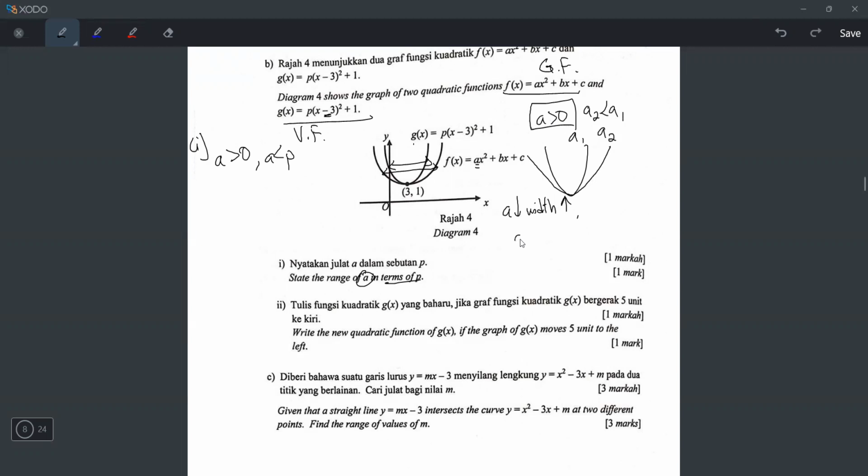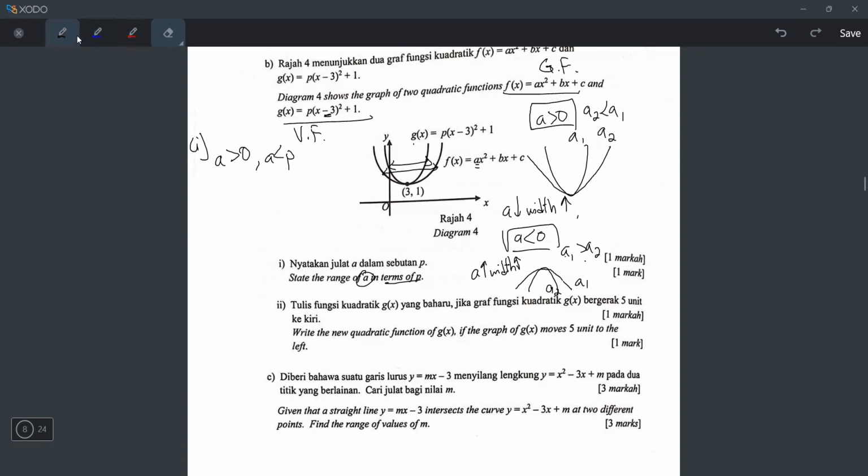Okay. But what if it's the case where a is smaller than 0? It means it's N-shaped. Okay, in a case like this, let's say the outside one is a1, the inside one is a2. Then if a is bigger, then the width is bigger. So which one is wider? a1 is wider, right? Then a1 is bigger than a2. Or you can also say a2 is less than a1. Okay. So that's how you differentiate.